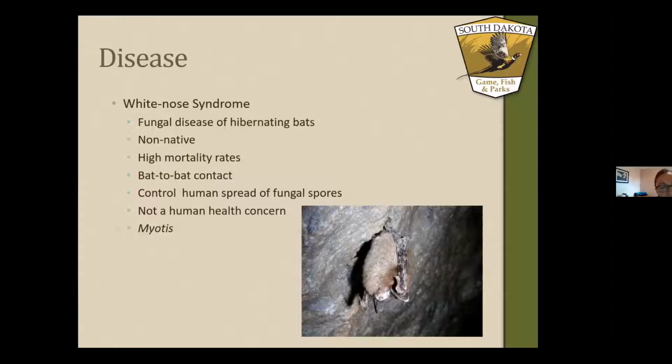What we can best do is control the human spread of the fungal spores, so preventing entrance into hibernacula, or if humans do go into hibernacula, making sure that they're not bringing that fungus with them. So there's certain decontamination protocols that biologists have developed to help reduce that spread. Now, white nose syndrome, it's not a human health concern, and I have Myotis listed there as this group of species. Usually, the smaller species are the ones that have shown to be most susceptible to white nose syndrome.